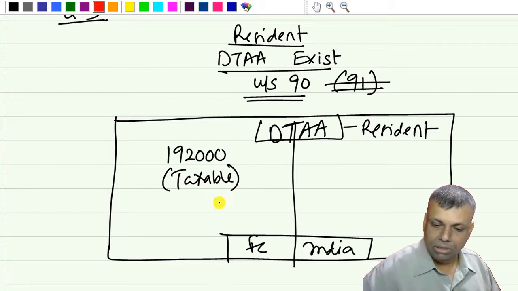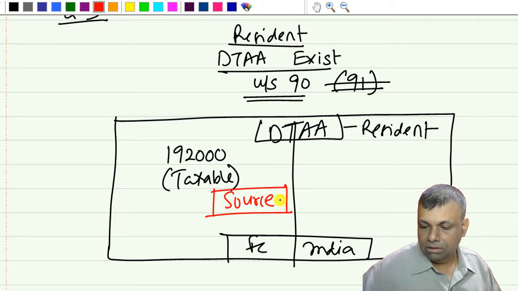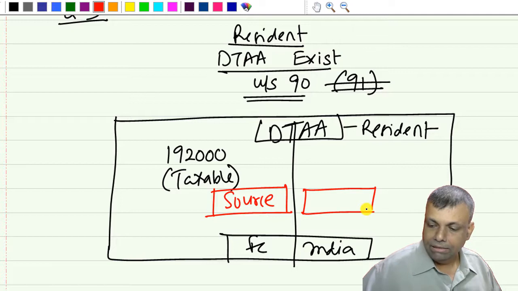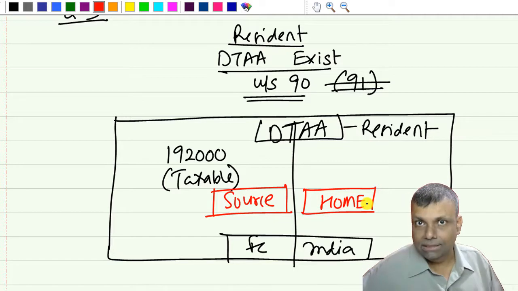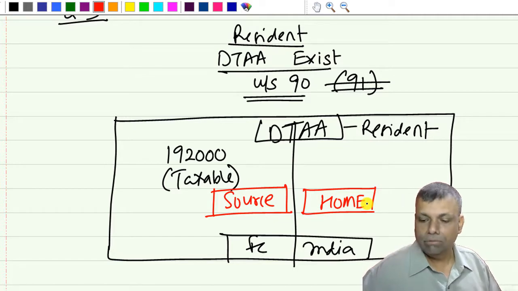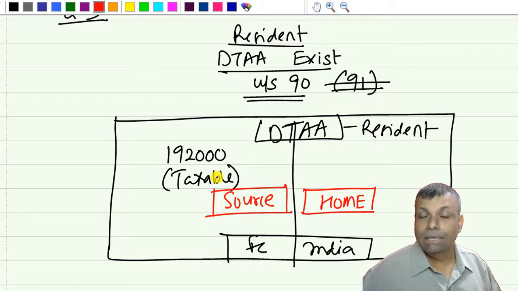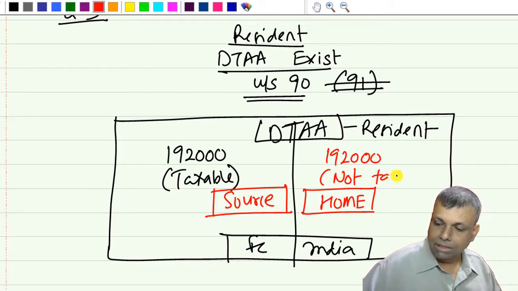This country normally we call a source country. This is called a source country because that is the country in which you have a source of income. And India in the given situation will be a home country. A home country is a country in which you are resident. These are international words which are often used. So as per the ADT agreement, 1,92,000 is taxable in the country in which it is earned. That means in the source country it is taxable, and 1,92,000 is not taxable in India.